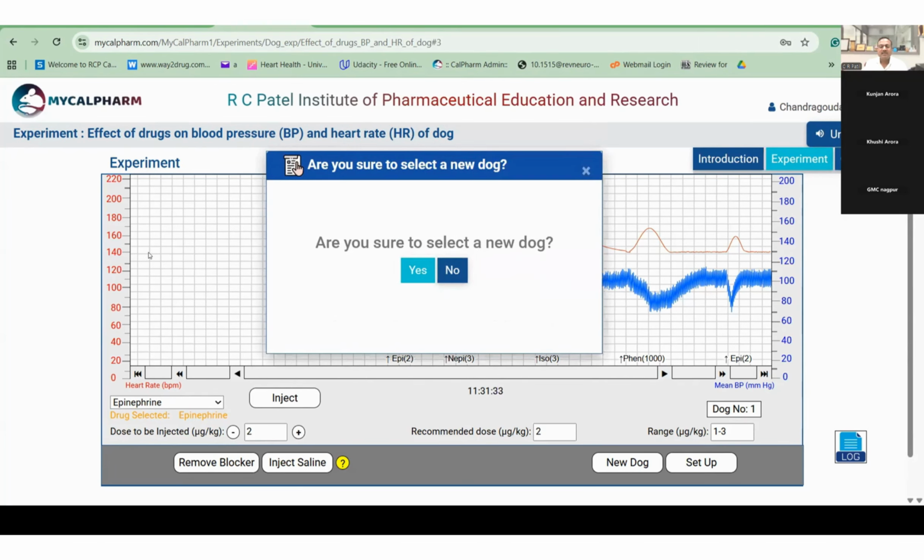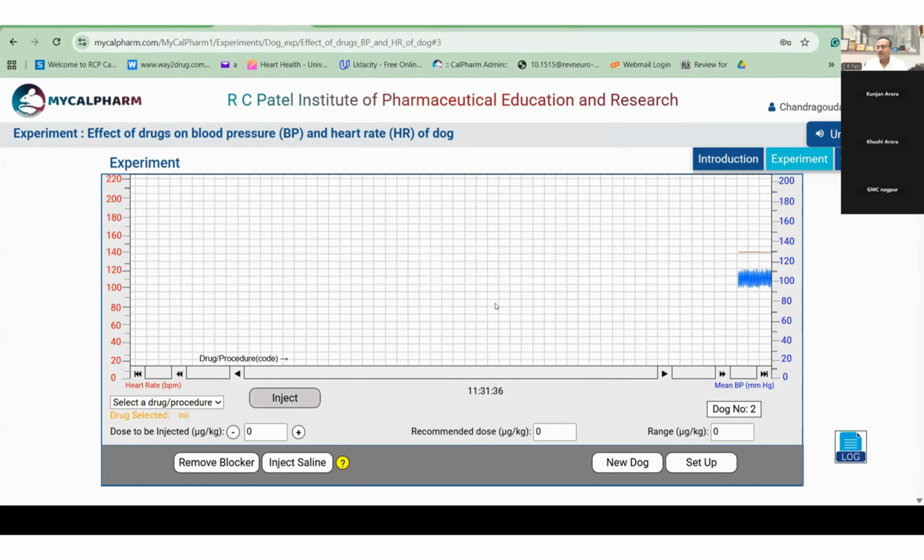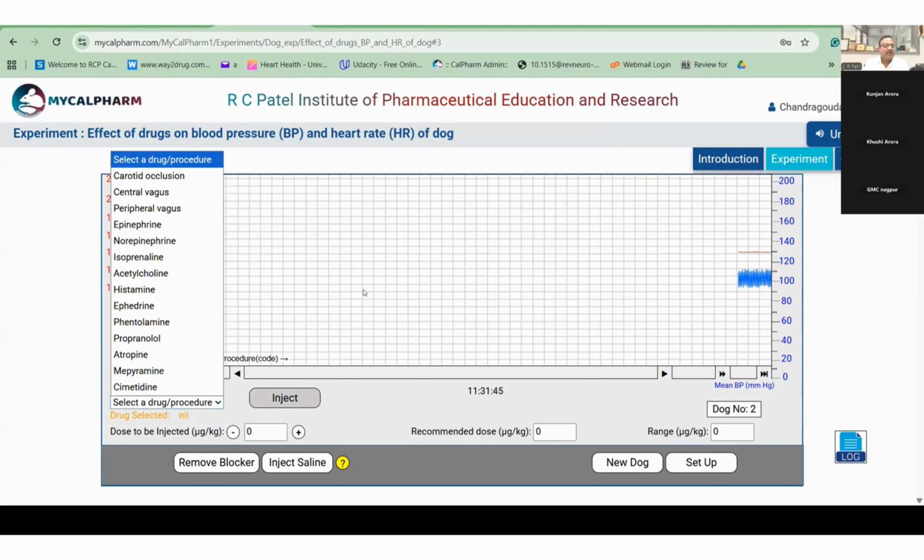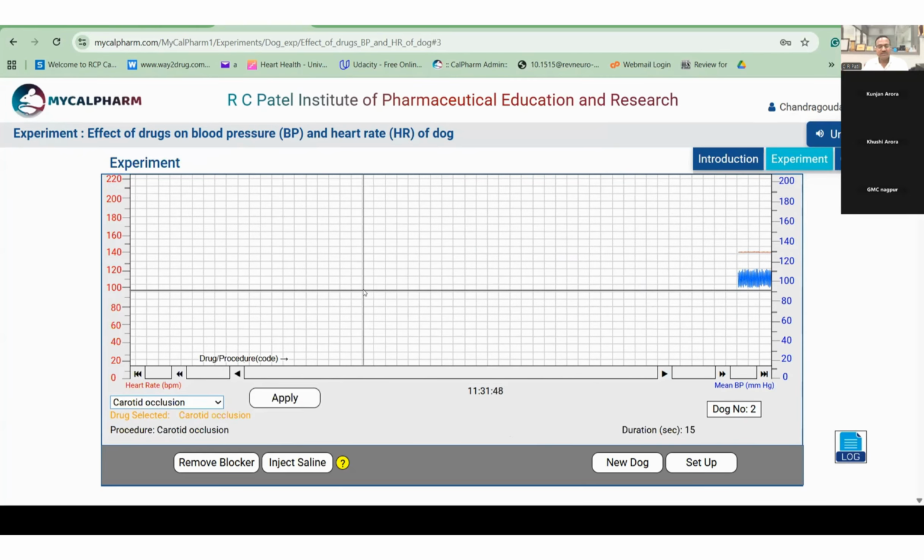And then you will be provided with a new anesthetized dog, a new set of drugs, and a new set of procedures that you want to try in this. Now let's look at one nice experiment related to physiology.